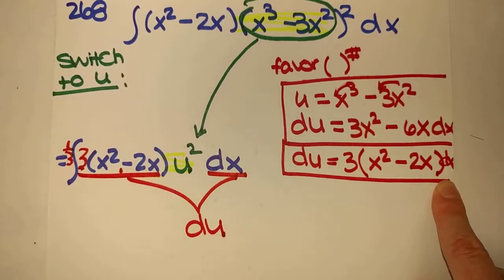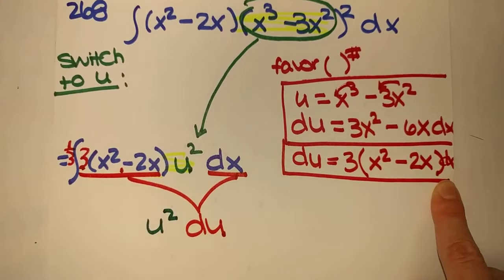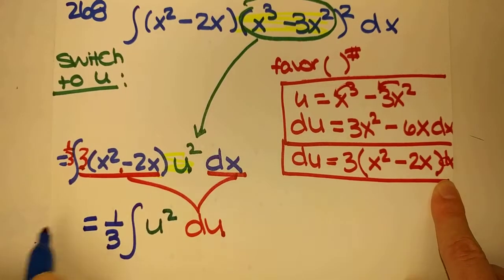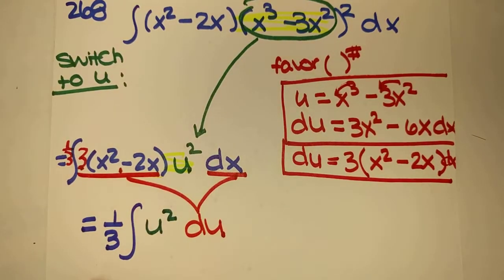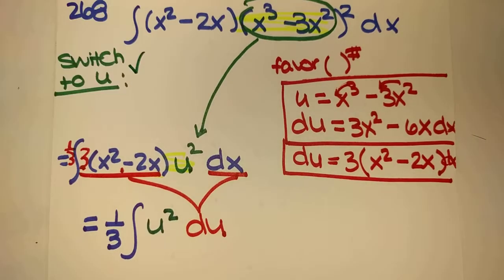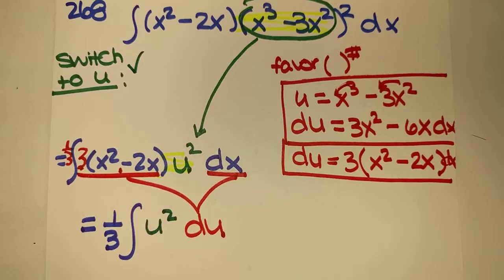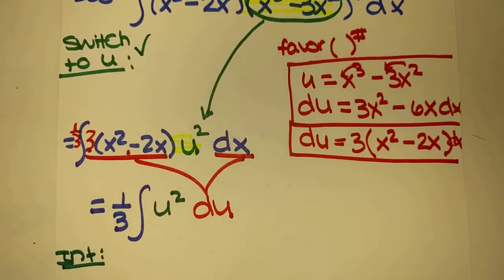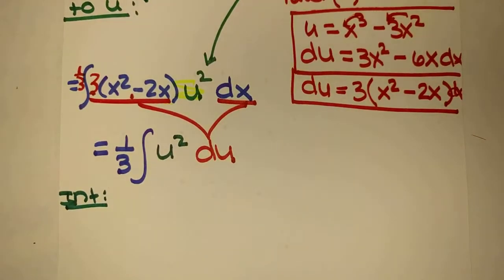So all of this is going to collapse down to du. And then we'll still have our u squared, and then our integral, and then the 1/3 is going to tag along. All right, so now we have the integral completely in terms of u. So we have successfully switched to u, and now we are ready for the next step, which is to integrate.